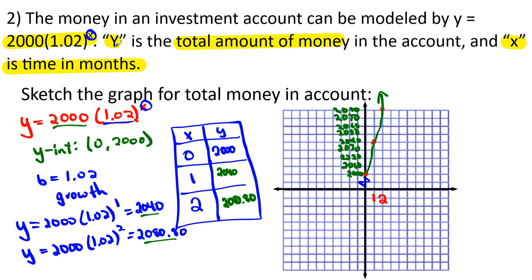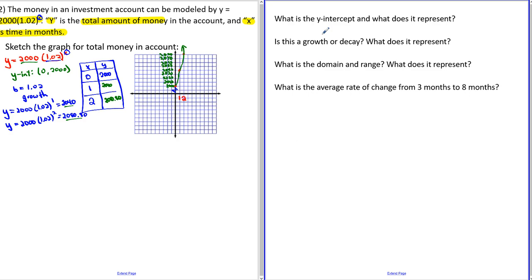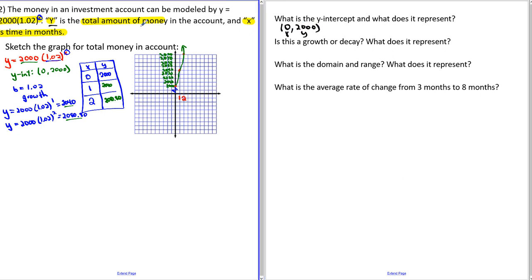And then we have it sketched, and I believe there are questions for us to answer again. And sure enough, there is. What is the y-intercept? What does it represent? Well, again, we found it when we were graphing it. The y-intercept was 0, 2000. This is the x. This is the y. We know the y stands for money in the account. X stands for months. So we know that basically at the start of the account, there was $2,000.